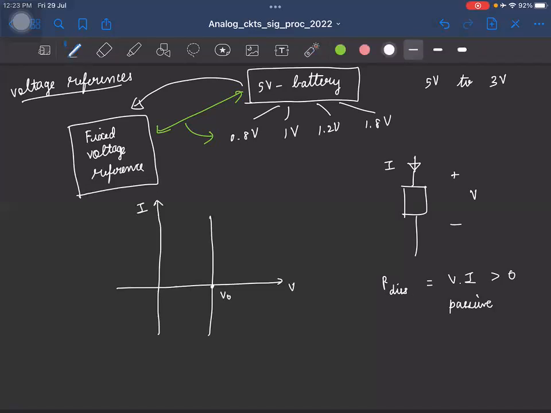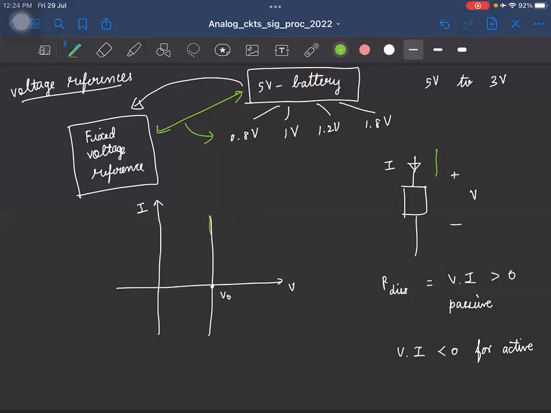And for an active device, if I take the VI product, what will it be? It will be less than zero, right? Because it will be delivering current. So the VI product is less than zero for active elements. Now, since a passive device must have a VI product greater than zero, it makes sense that the characteristics must lie only in the first and third quadrants. Is that fine? So now can you help me sketch how the characteristics should look?